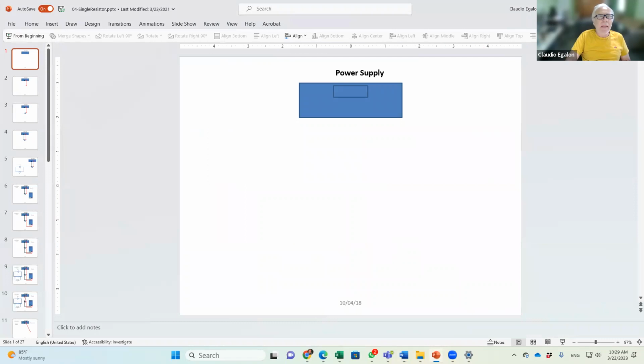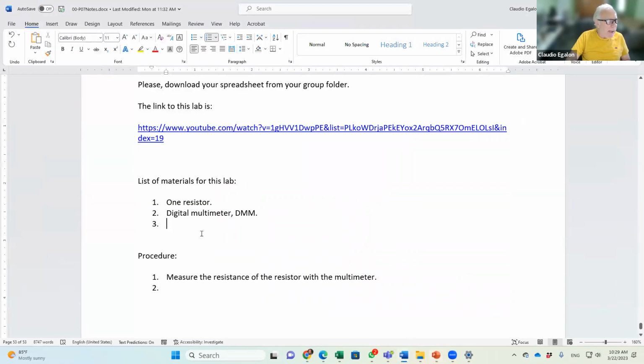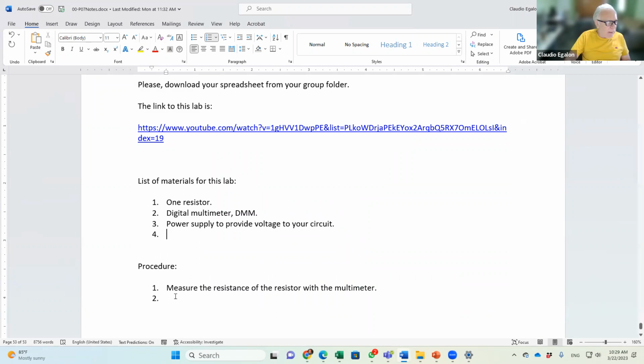Okay, what else do we need? We need a power supply. Power supply to provide voltage to your circuit. And let's write it down. List of materials and procedure.